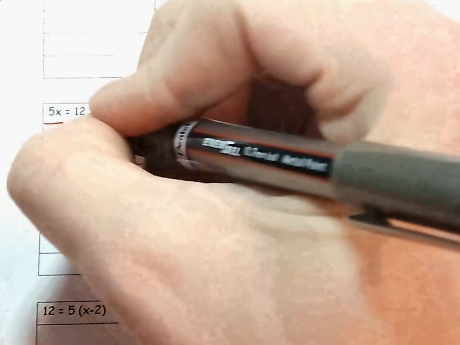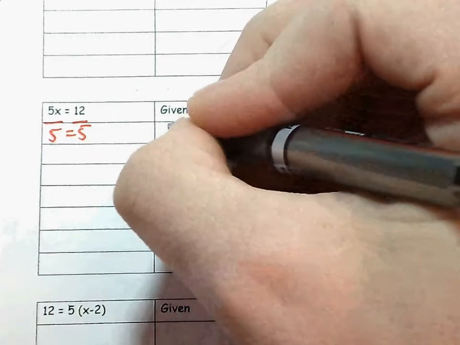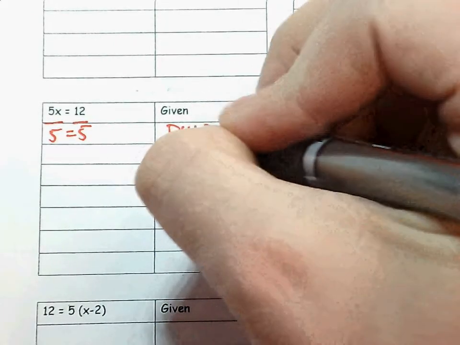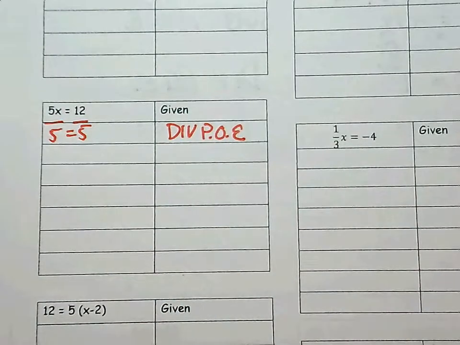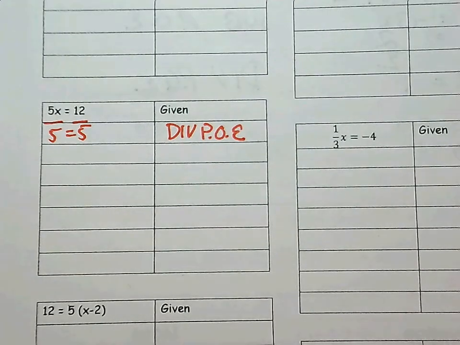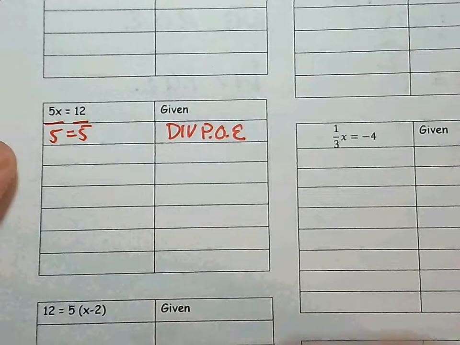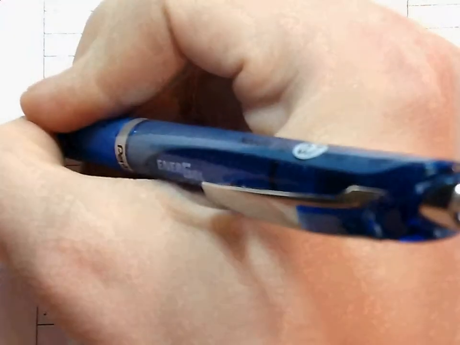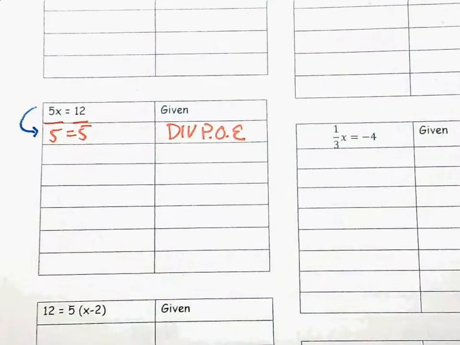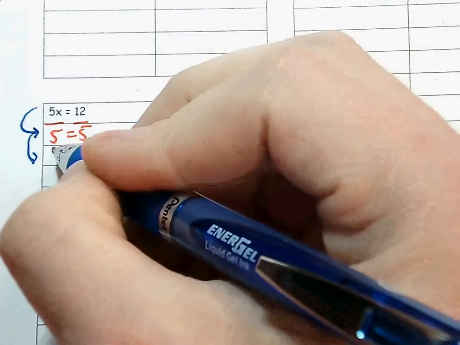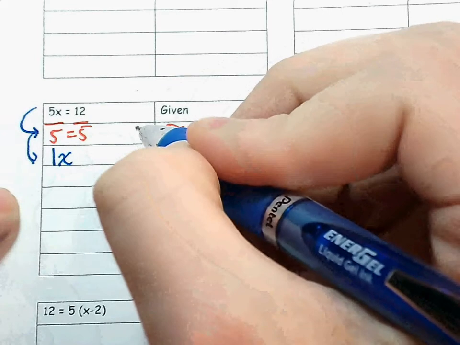Divide each side by 5, and that is the division property of equality. Now here's where it's going to be a little bit new for you. This particular step confuses some students, so I'm going to put my thought process over here in just a second, all right? So, rather from here to here, that's going to give me 1x. I can't just say x.